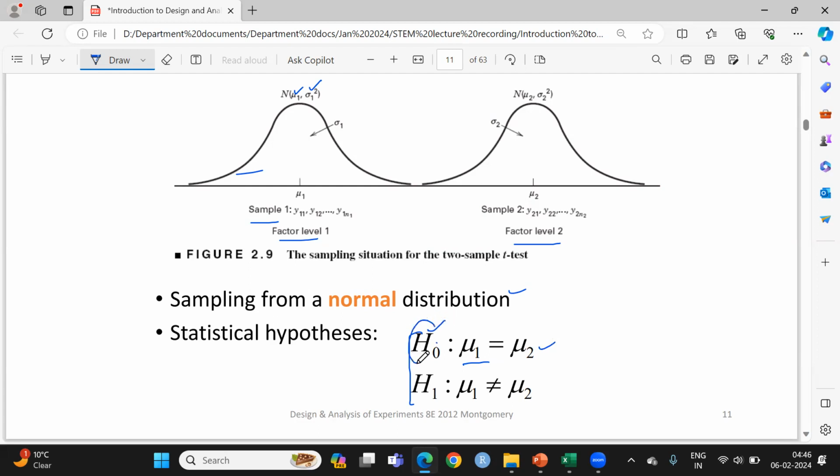So this is called the null hypothesis H0, and this is called the alternative hypothesis H1, in which you can assume that mu1 is greater than mu2, or mu1 is less than mu2, but here we are assuming that mu1 is not equal to mu2. When we assume mu1 is greater than mu2, it is called a one-sided test. Mu1 less than mu2 is also called a one-sided test. But when the alternative hypothesis is mu1 not equal to mu2, it is called a two-sided test.